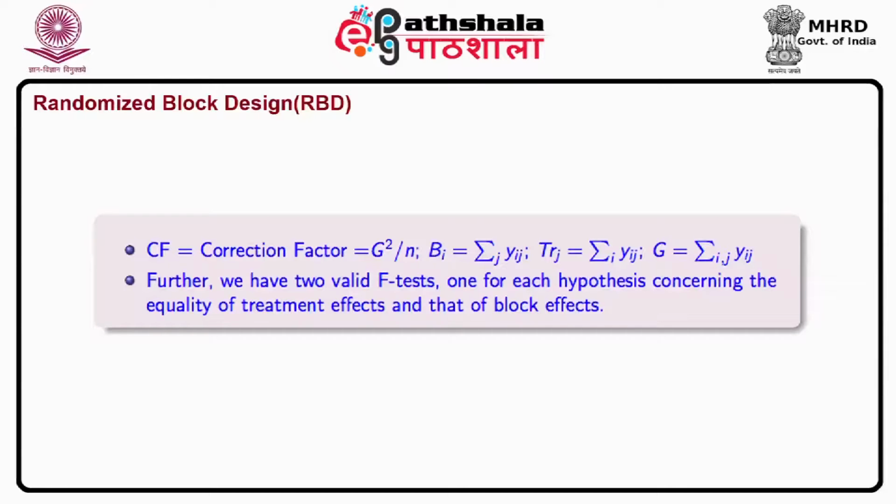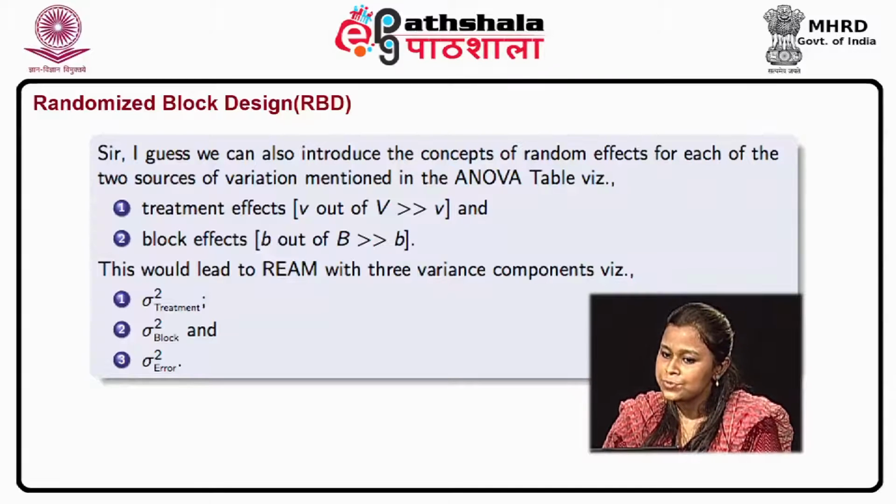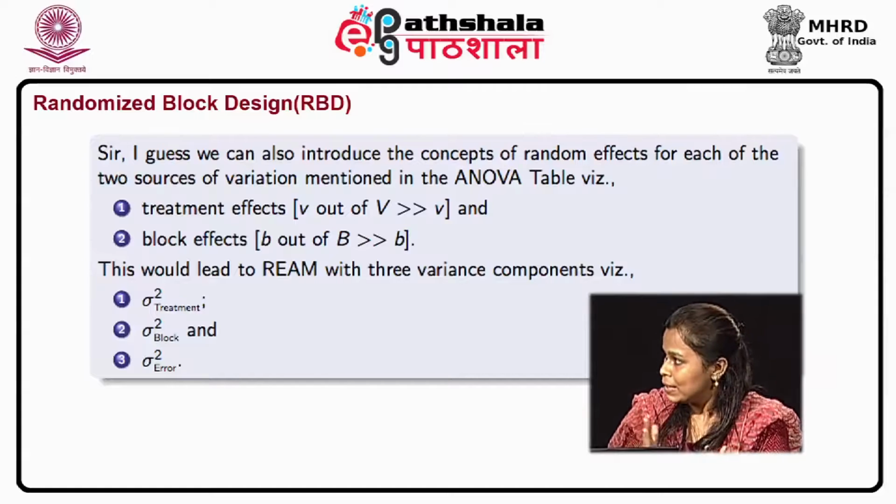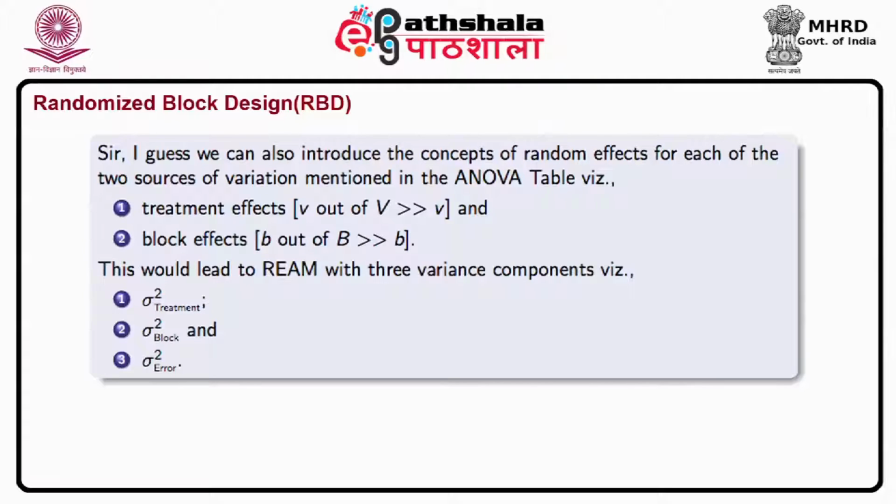Sir, I guess we can also introduce the concepts of random effects for each of the two sources of variation mentioned in the ANOVA table. That is, the first one is treatment effects, that is small v out of capital V, which is much more than small v, and the block effects, that is small b out of capital B, which is much more than small b. So looks like you are contemplating a situation where the number of treatments available would be a larger pool, and what we are taking in our experiment is a smaller subset of that. Or it could be in terms of the number of blocks. Yes, sir.